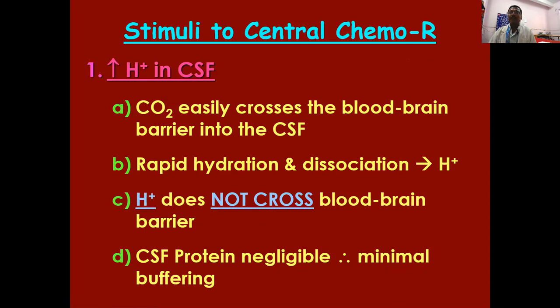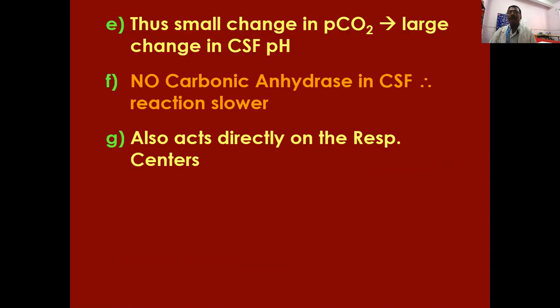Stimuli to the central chemoreceptors: increase of hydrogen ion in the cerebrospinal fluid. Number one, CO2 easily crosses the blood-brain barrier into the cerebrospinal fluid, and rapid hydration and dissociation leads to hydrogen, and hydrogen does not cross the blood-brain barrier. CSF protein is negligible, so there is minimal buffering. Thus, a small change in the PCO2 causes large changes in the CSF pH. There is no carbonic anhydrase in the CSF, therefore the reaction will be slower. It also acts directly on the respiratory centers.